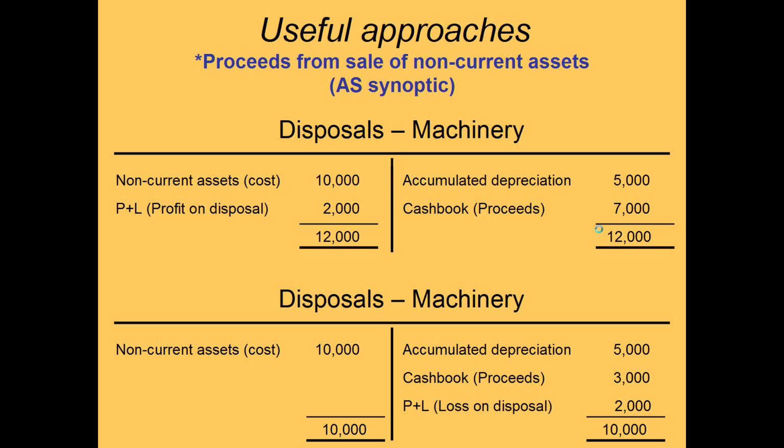A loss on disposal is added to the operating activities. Go back and look at the layout if you're not sure. Whereas the proceeds from the sale or the disposal is added to the investing activities. So you need both values.